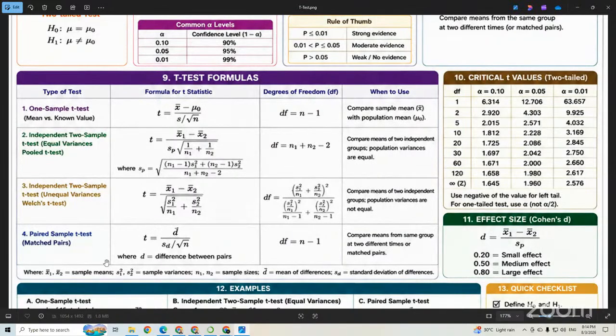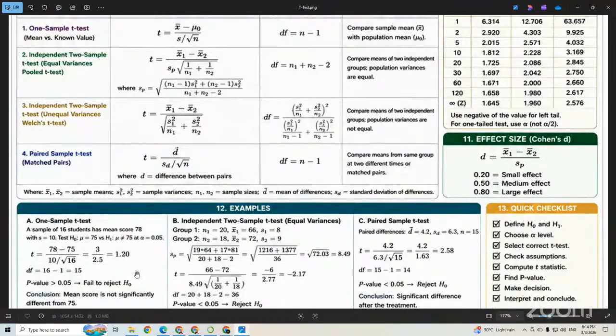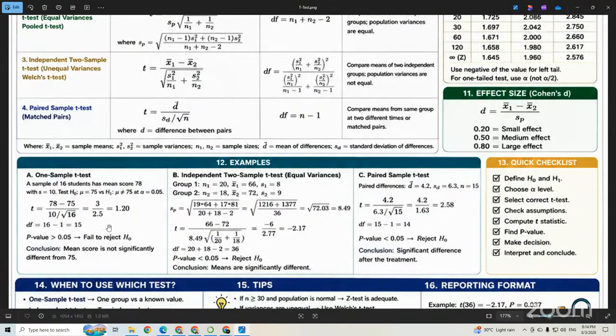Okay, so here are the symbols which we are using in all these tests. We have added space, and some examples are given. These are numerically done manually, so you can go through all these examples.